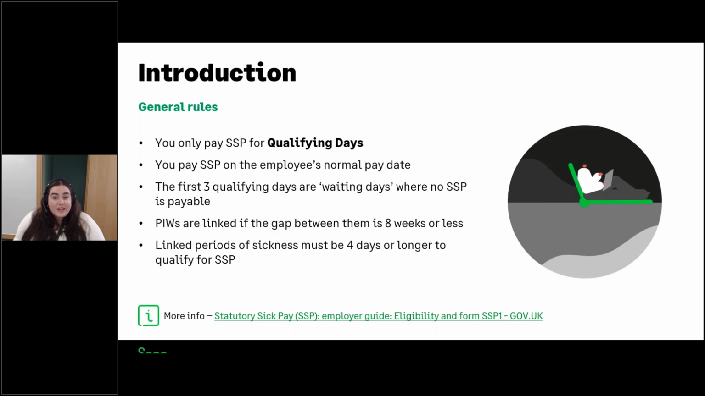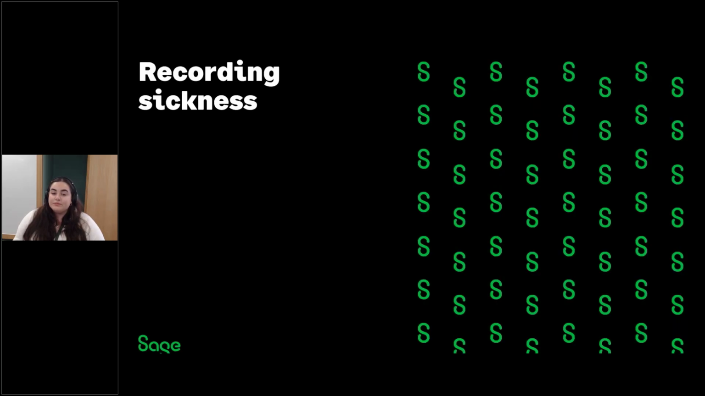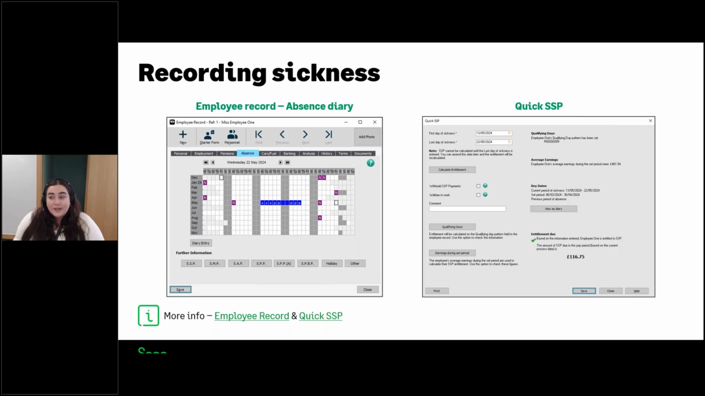But before I do that, I do want to move on to recording sickness in Sage 50 Payroll. So as I said, there are a few ways that you can record sickness in the programme. It just depends on which way that you would prefer to do it. The first option is to use the absence diary. Now this is found in the employee record and then the absence tab, or you can also find this in the SSP tab in Enter Payments. So that is where you would do it in the absence diary.